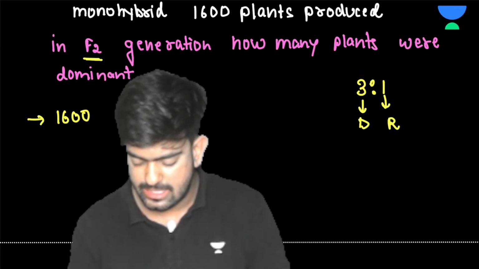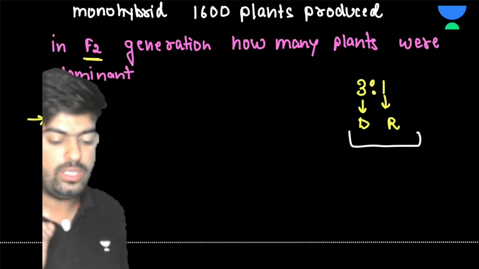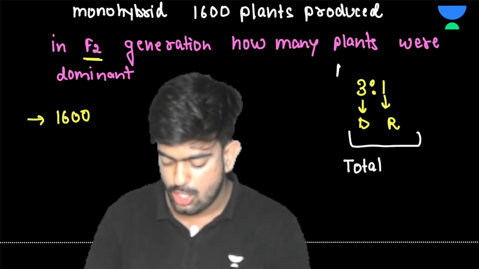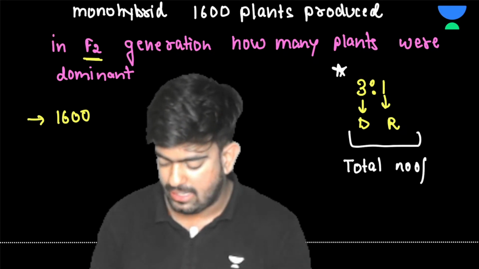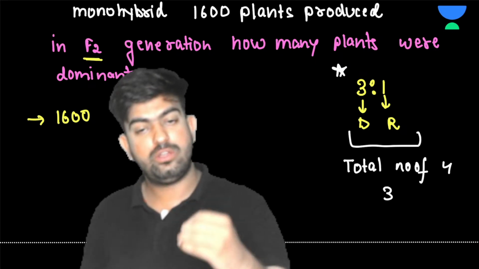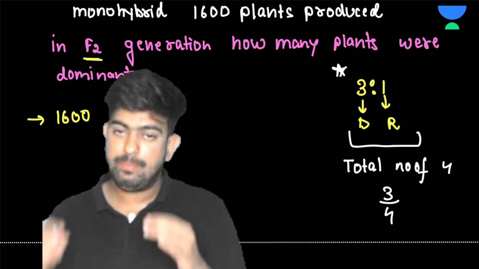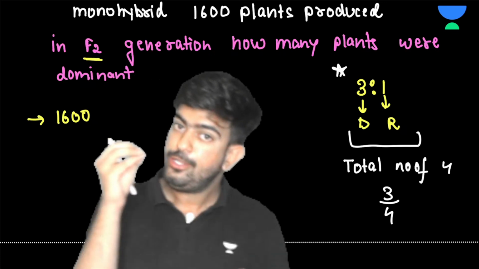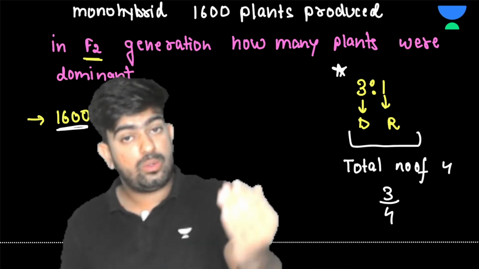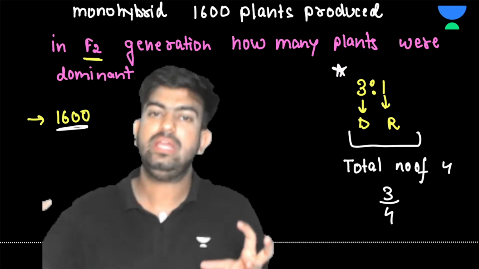Let us assume, what was the total number of plants? Let's suppose in this case the total number of plants was 4. And among 4 plants, 3 of them were dominant. So the ratio will be 3/4. That means this is the ratio for the tall plant or dominant plant. Similarly, here to calculate the number of plants which are dominant, we have to multiply by the ratio.